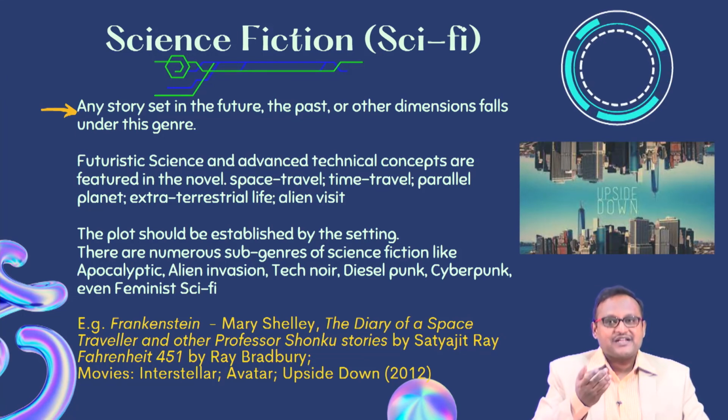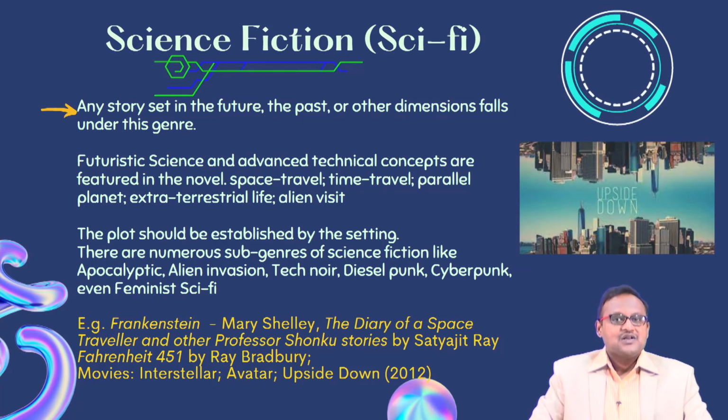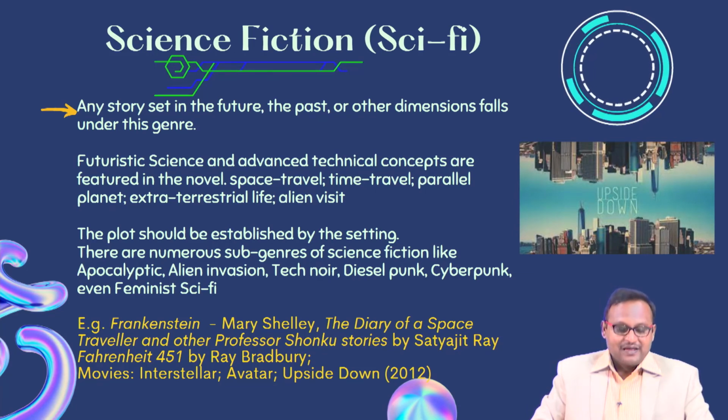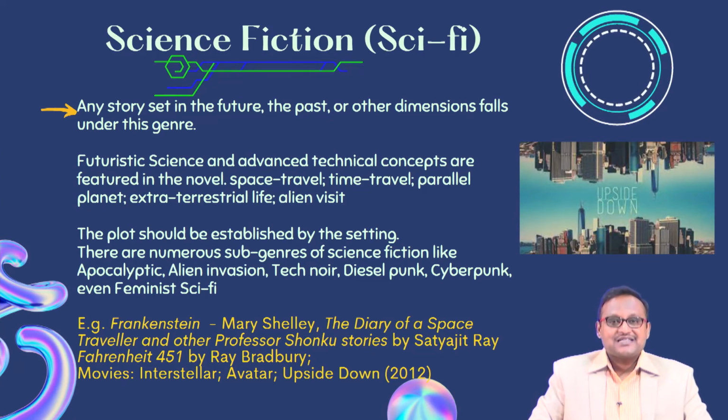Again, it makes use of cutting edge advances in science, and is based on some kind of scientific possibility. It's not that that type of science exists now, but when it comes to settings, it makes use of our scientific knowledge, our advances in technology, and therefore weaves its plot around them. So these are some works. Well-known works are Mary Shelley's Frankenstein, The Diary of a Space Traveller and other Professor Shanku stories, especially by Satyajit Ray in the Indian context, and Fahrenheit 451 by Ray Bradbury. So these are some very well-known novels.